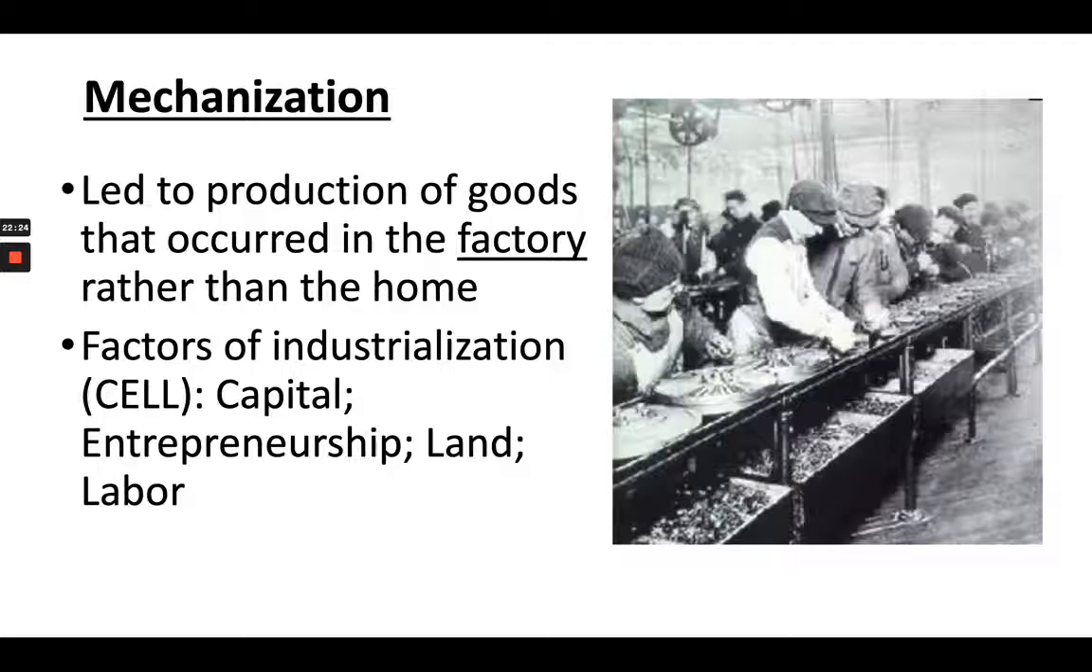So what factors do you need to industrialize? Well, you need cells, right? You need capital, you need money, you need entrepreneurship, someone willing to spend the money, someone with an idea, you need land, and you need labor. England had all these things, right? Because of the enclosure movement, you had labor. Because of the nature of the English geography, you had land. You had money, and you had people who desired to move up in the world.